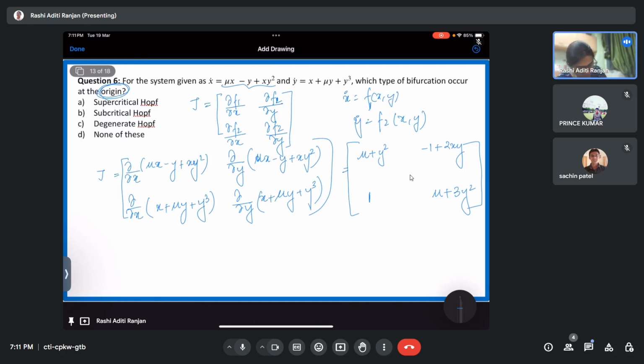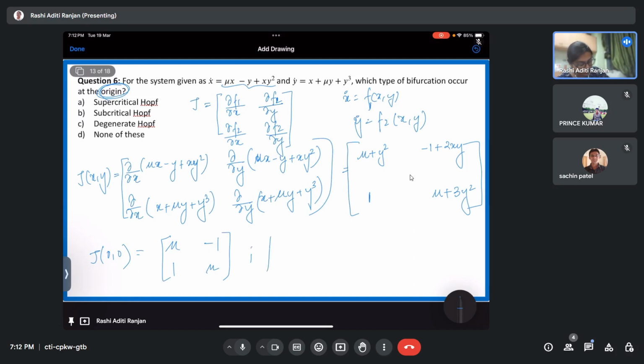This gave my Jacobian at some random x, y, and I can find the Jacobian at 0, 0 as mu, minus 1, 1, and mu. If I want to find the eigenvalues, because on the basis of eigenvalues only I can tell which kind of bifurcation can occur. I can tell about the stability, and then I can talk about the bifurcation.